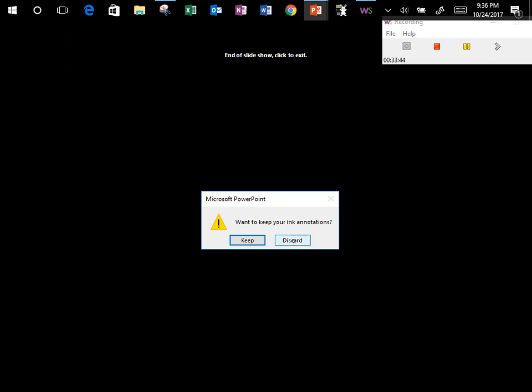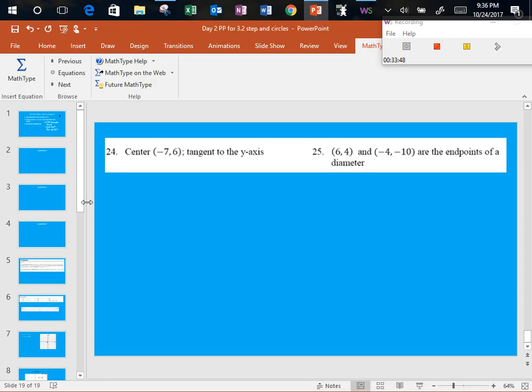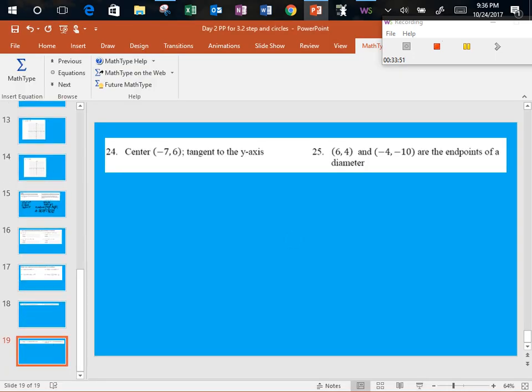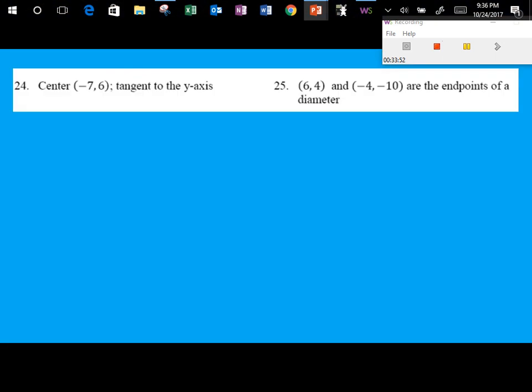Okay, I got just a little snafu there, but let me hit that and start that. So now we're ready for our last one. Picture what we're looking for on this last one. It says 6, 4 and negative 4, negative 10 are the endpoints of a diameter.